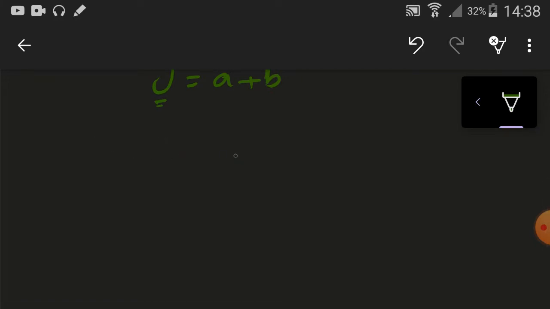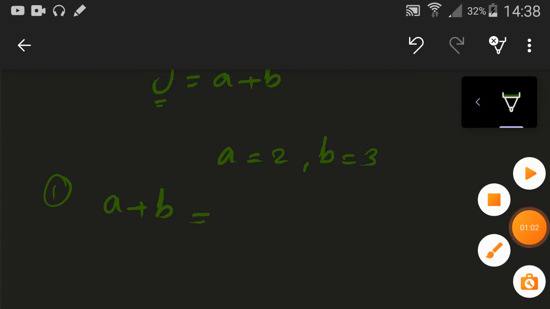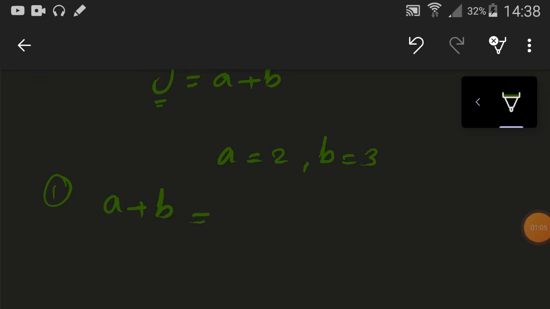How to use this? Before we start, I will give you, for example, a equals 2, b equals 3. Then I will give you the first question, which is a plus b. What's a plus b? Now you will substitute. So now you know the values of a and b. A equals 2, put 2, then plus b equals 3. So now you know it's 5.